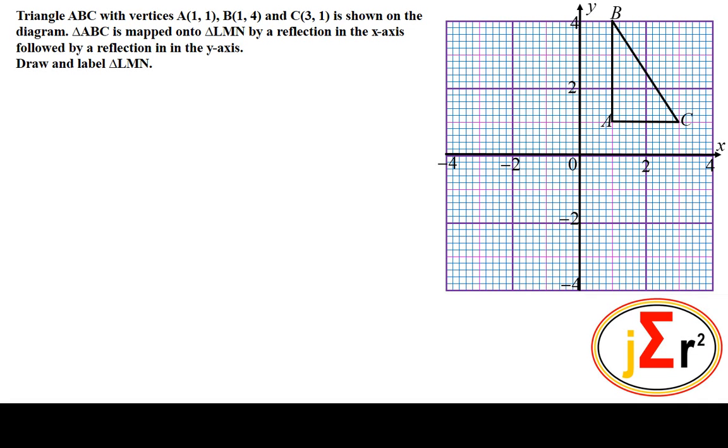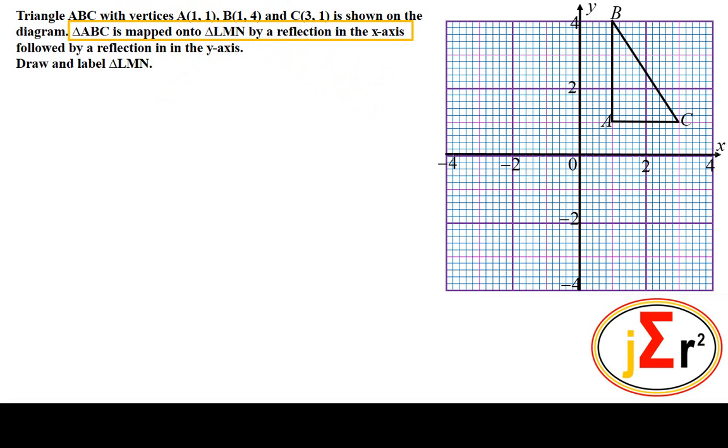So the statement of the problem says that this original triangle is reflected in the mirror line, which is the x-axis, then reflected in the mirror line, which will be the y-axis. Then the result will be triangle LMN, and we are required to draw and label that triangle LMN.